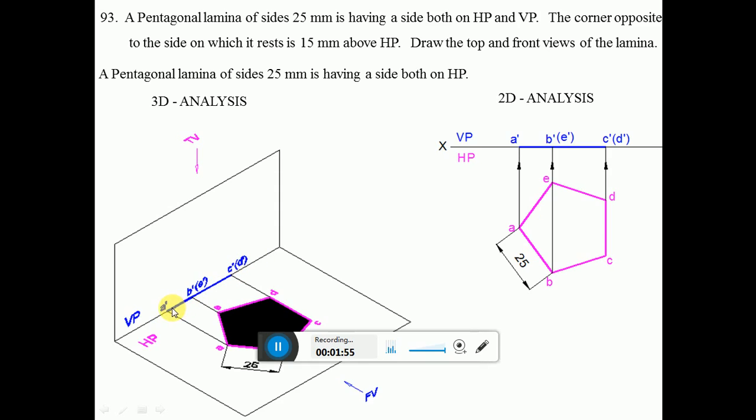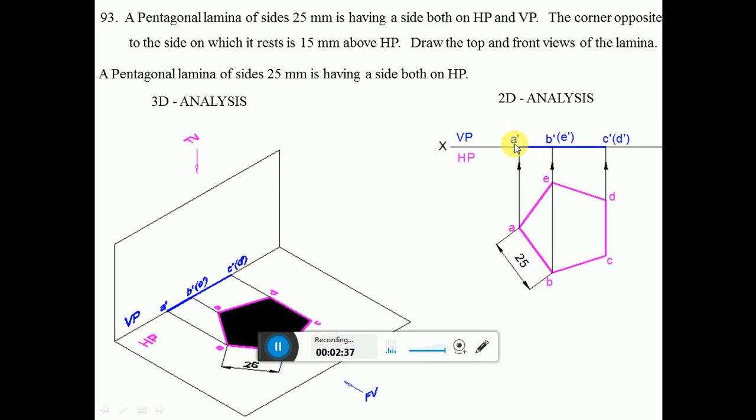Since all the sides are parallel to HP, I am getting the true shape, and the surface is perpendicular to VP. Since it is parallel to HP, obviously the surface will be perpendicular to VP, so you are getting a line here. If you see in the 2D analysis, you can see a pentagon of 25 mm side having a side which is perpendicular to VP, and here the side will be on this side, because when you look from the top view the side is on the right side, and the left side is going to be a corner, so this point will be a corner.